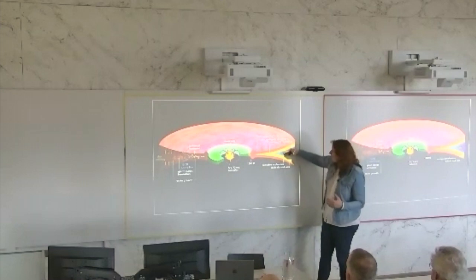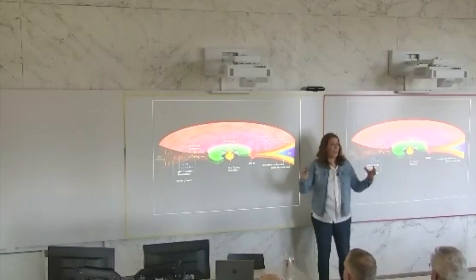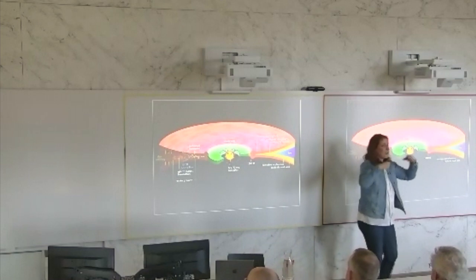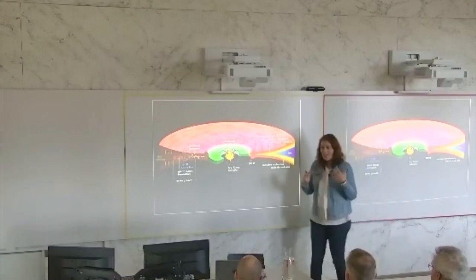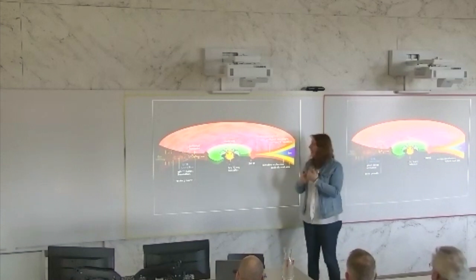And then below that, we have the layer where molecules will freeze out, because the temperatures become so low and the density is so high that the chances are higher that a molecule ends up on a dust grain instead of in the gas.